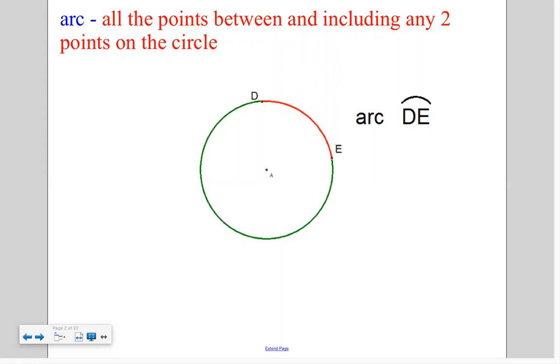And just like we would name a segment with putting a segment on top of it, we can name our arc by putting an arc on top of the 2 endpoints. So this red arc is arc DE. You actually don't need to write both parts. You can just write it like that, arc DE, or arc DE without putting the arc on top.